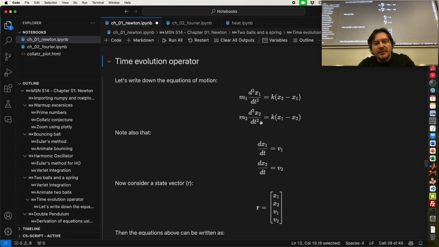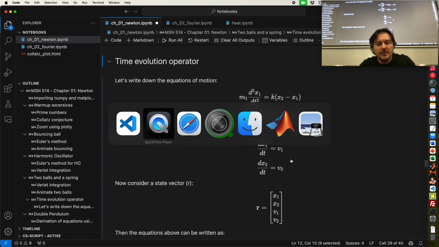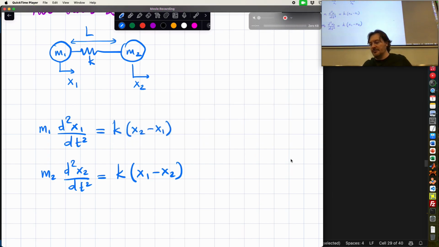So you see, this is a system of second order differential equations, but we can go to the first order. It is possible. How do we do that? We use these other variables, right? So let me go back to here.